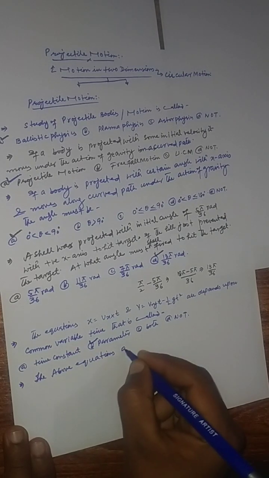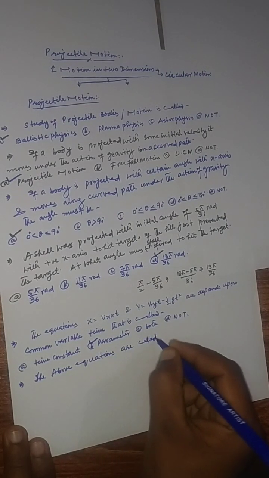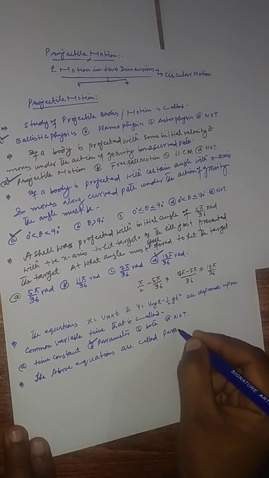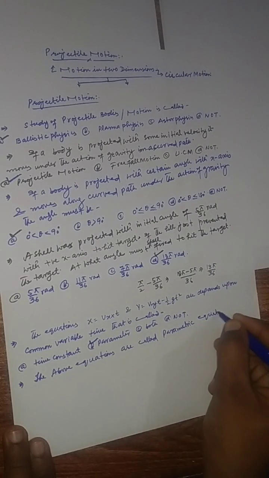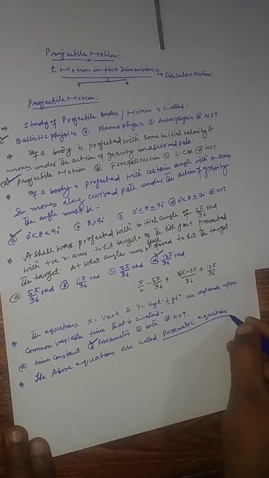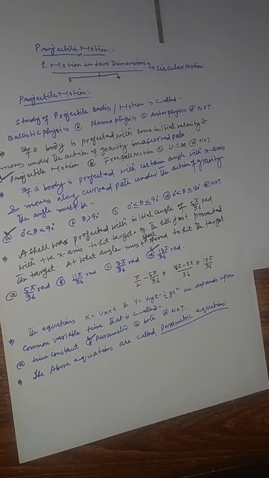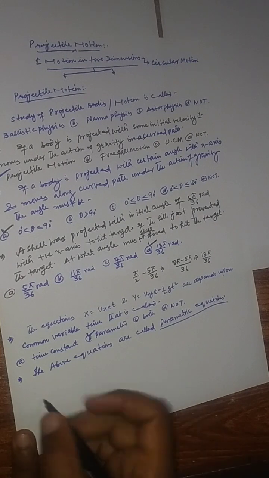Above equations are called parametric equations. Those equations which depend upon a common variable, time, and time is known as the parameter, are considered parametric equations.